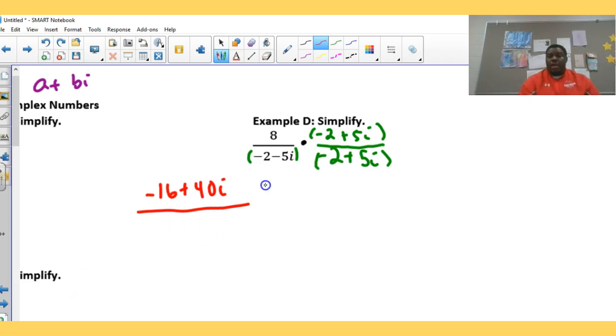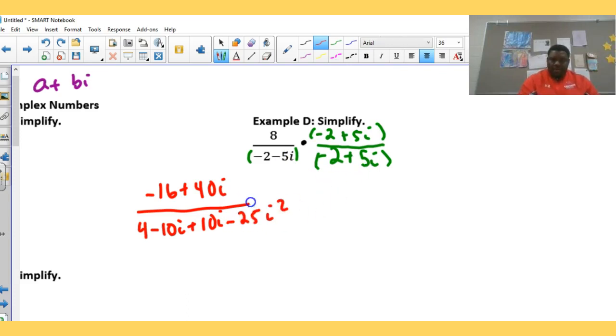Down at the bottom, we got a FOIL. Now remember, when you multiply 2 conjugates, you're going to end up with a real number. So -2 times -2 is positive 4. -2 times 5i is -10i. -5i times -2 is positive 10i. And -5i times a positive 5i is -25i squared.